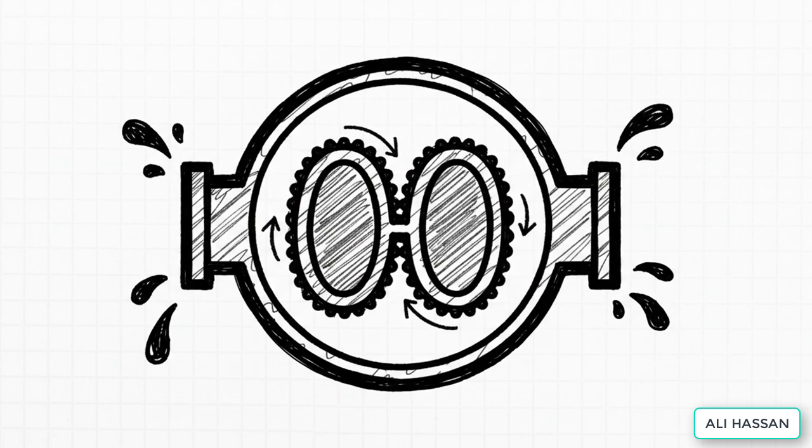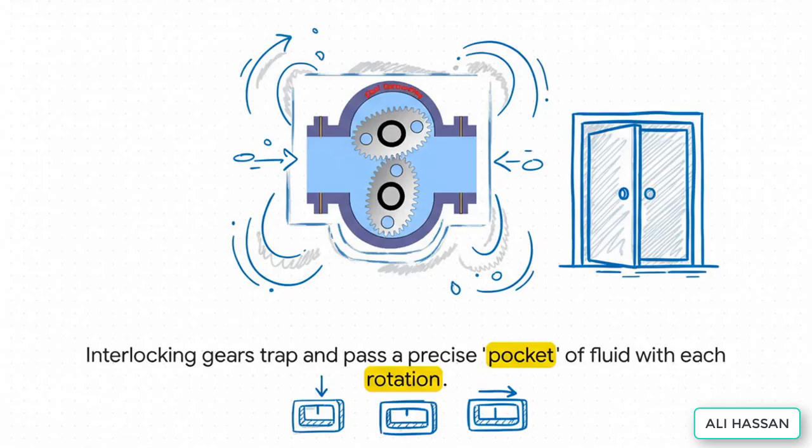Okay, on to our next tool, which uses a totally different approach. This is the oval gear flow meter. Now, this one is based on a really cool principle called positive displacement. Instead of measuring speed, it measures volume directly. The best way to think about it is like a revolving door, but for fluids.